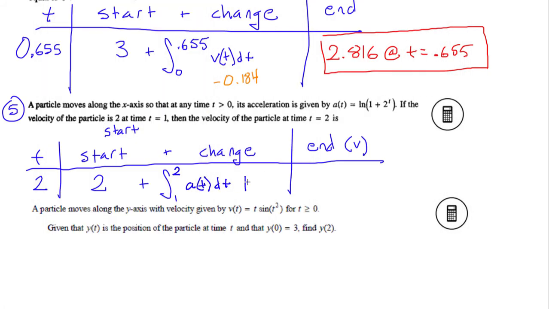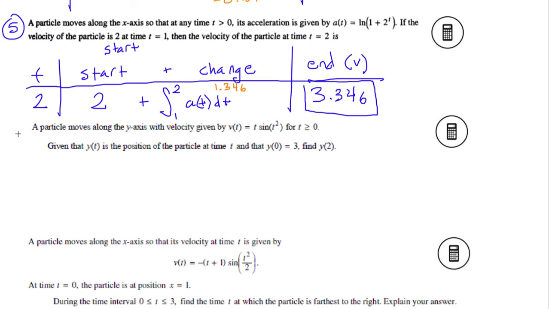So this is 1, do it in yellow, 1.346, and then I add that to 2, and I get 3.346. 3.346. And that's at time equal to, I mean, it's in the question. I'm not going to rewrite it this time. There it is. And second to last question, number 6.